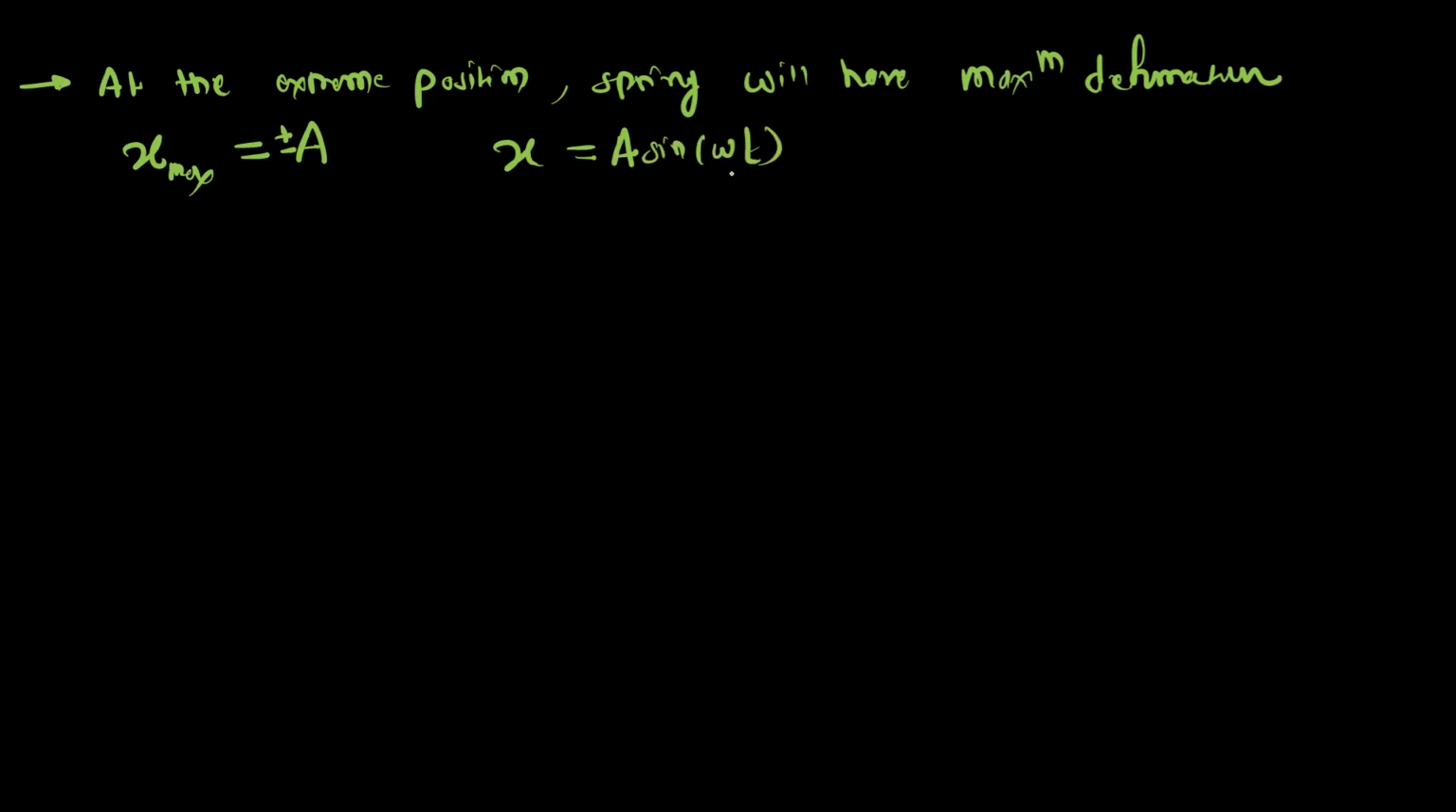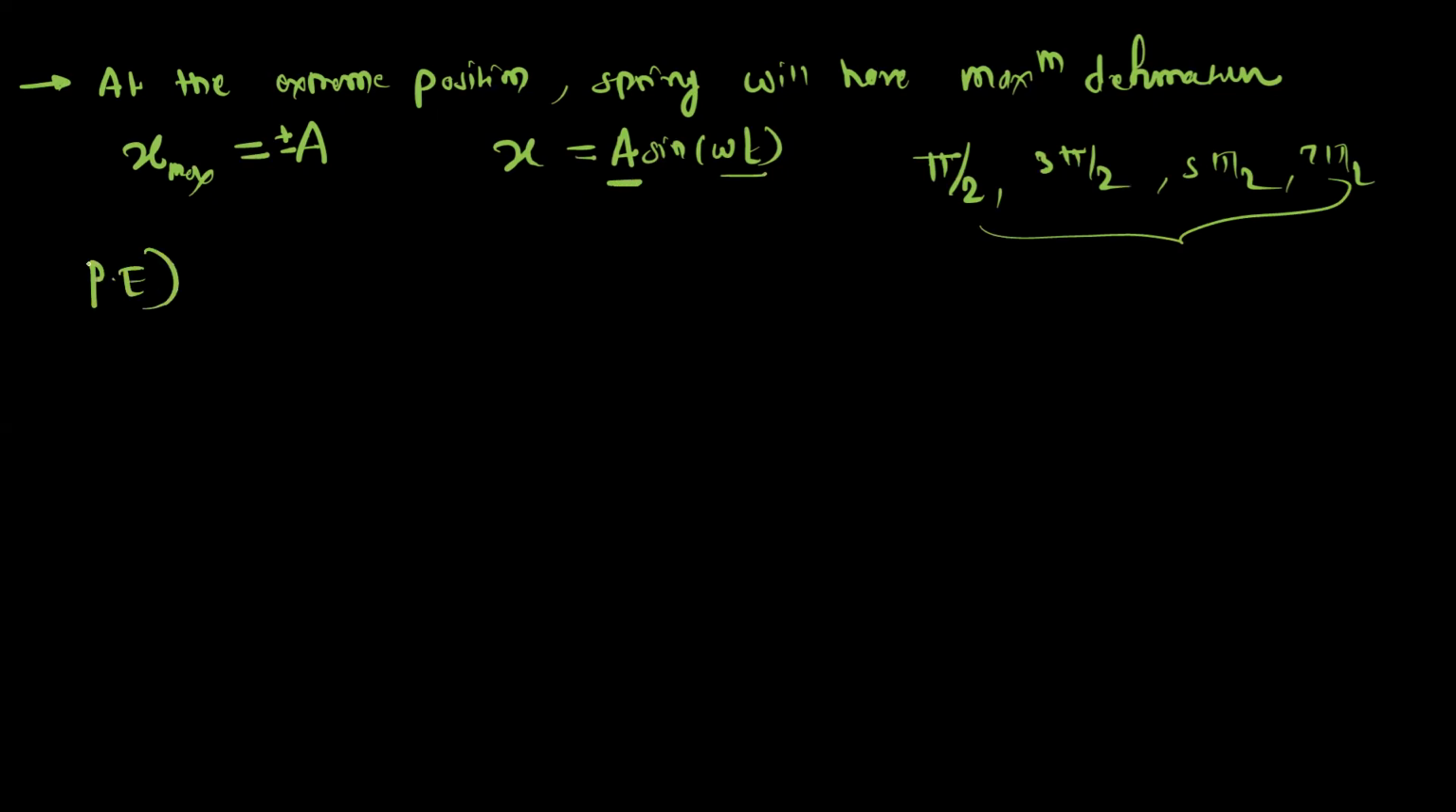So you can put the value of omega t in multiples of pi by 2. So it's pi, then 3 pi by 2, 5 pi by 2, 7 pi by 2. For all these angles, we will have the maximum deformation that is equal to A. So potential energy maximum is 1 by 2 k x max square, so it is 1 by 2 k A square.